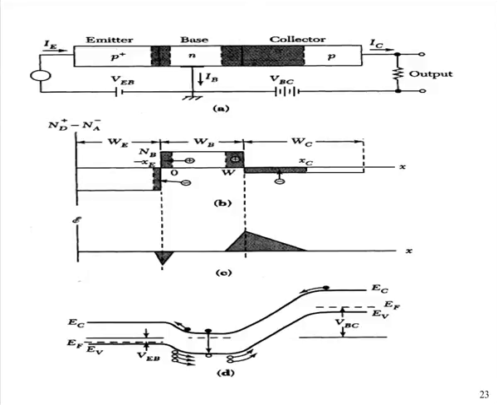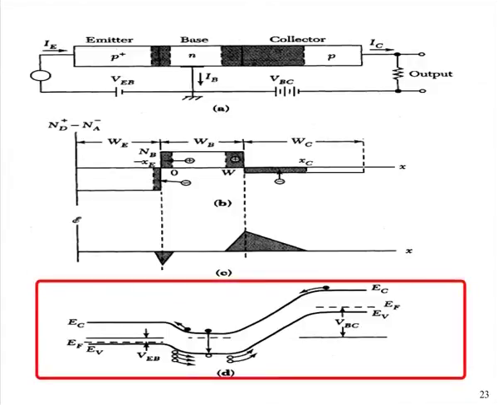The electric field is increased. Under this biasing, holes are injected from emitter to base, and the base is N-type doped. Few holes will recombine, but the maximum number of holes will reach the collector and contribute to the collector current. In figure D you can see the energy band diagram under the biasing.